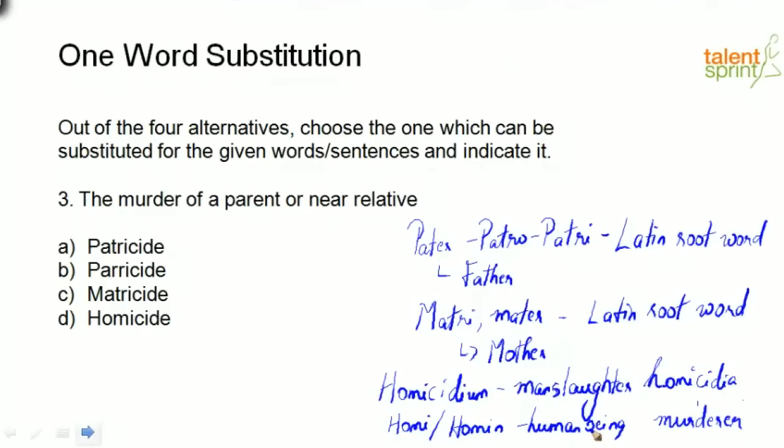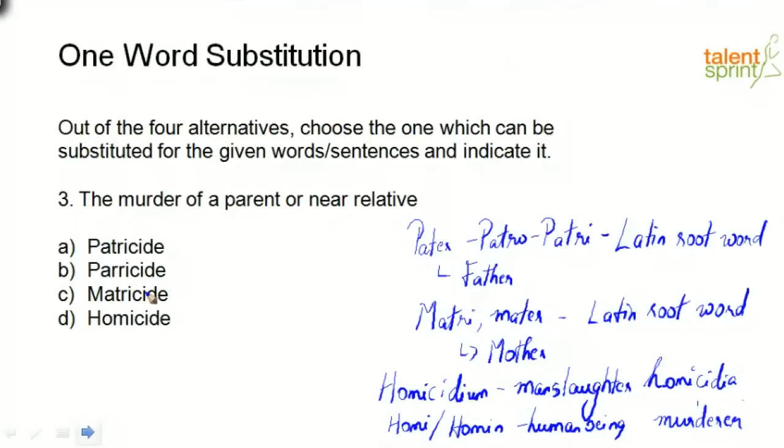So if I look at all my options, right? I have patricide, which is exclusively saying father, right? So when I say patricide, it's the act of murdering one's father. Parricide, we don't know. Matricide. Matricide means the act of killing one's mother. We just looked at the root words helping us. Homicide, on the other hand, is very general. It just means the killing of one person by another, right?